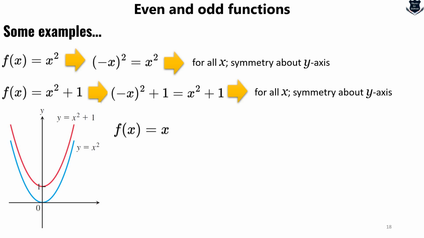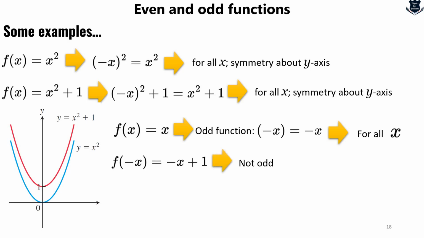The next one, f of x equals x, is an odd function. Why? Because f of minus x equals minus x for all x, which is symmetry about the origin. And f of x equals x plus 1 is not odd. Why? Because f of minus x equals minus x plus 1, but minus f of x equals minus x minus 1, and these two are not equal.